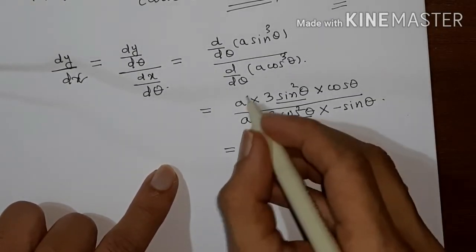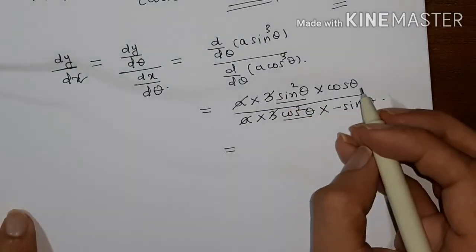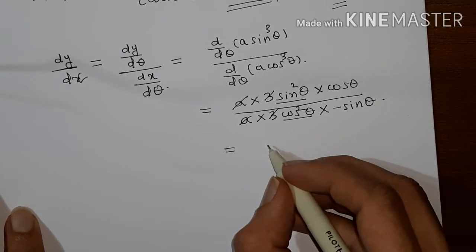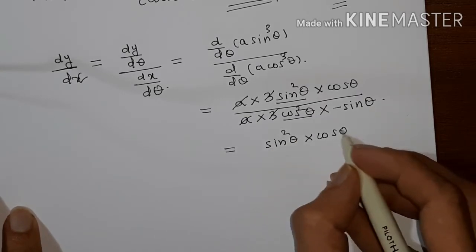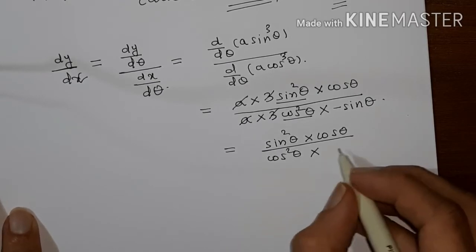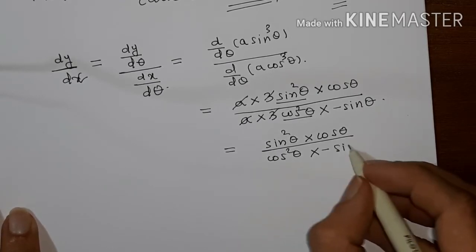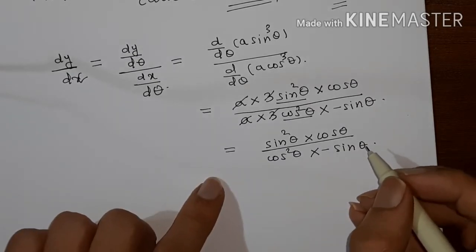Now a and a get cancelled, and 3 and 3 get cancelled. So what you get here is sine square theta multiplied by cos theta, divided by cos square theta multiplied by minus sine theta. This is what you will get.